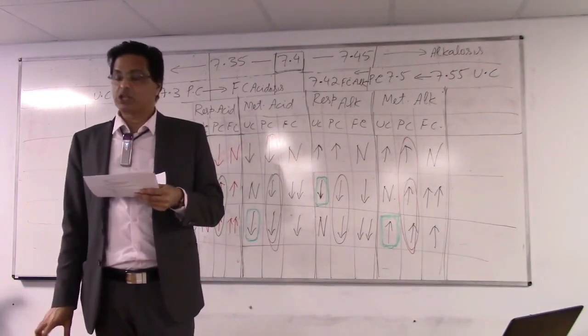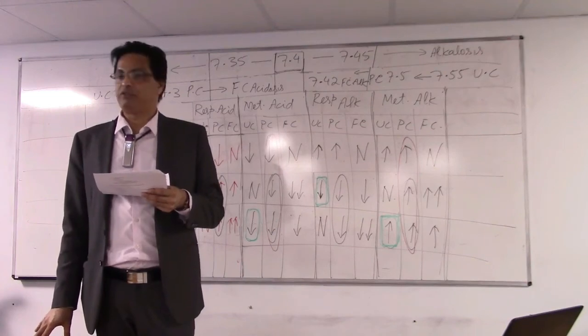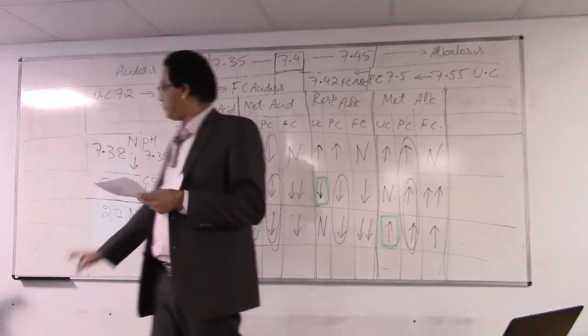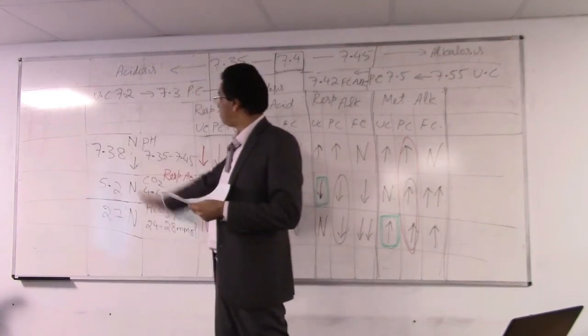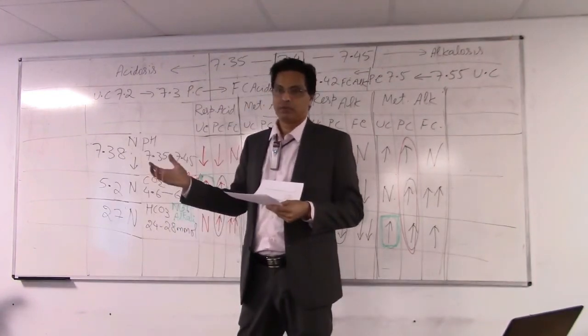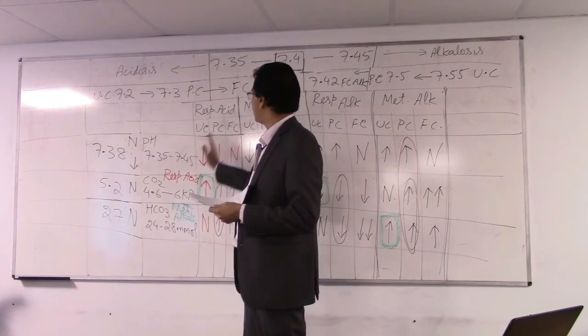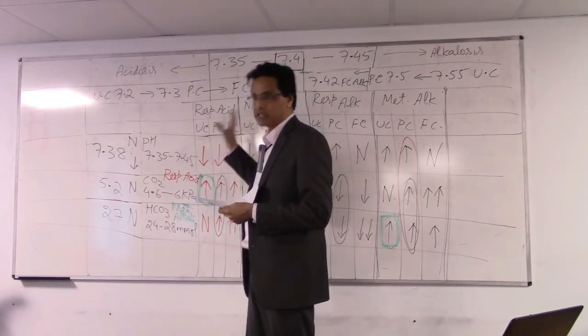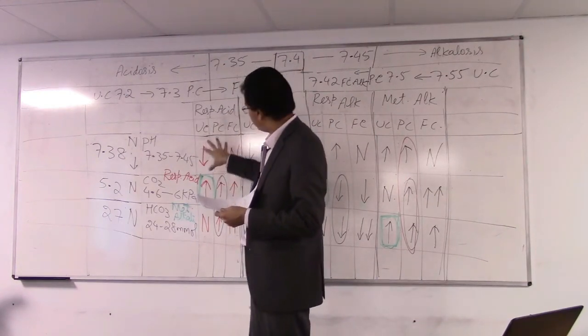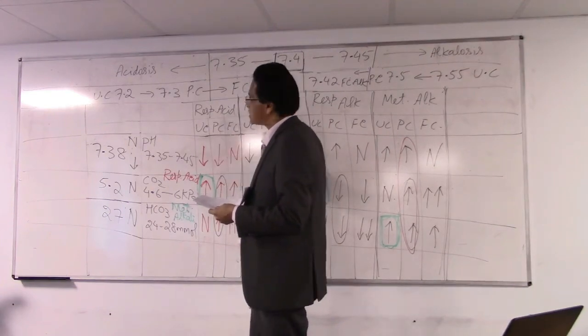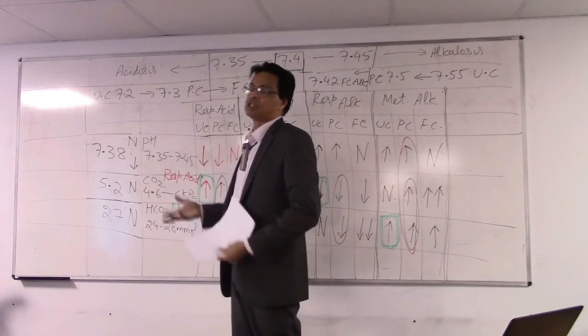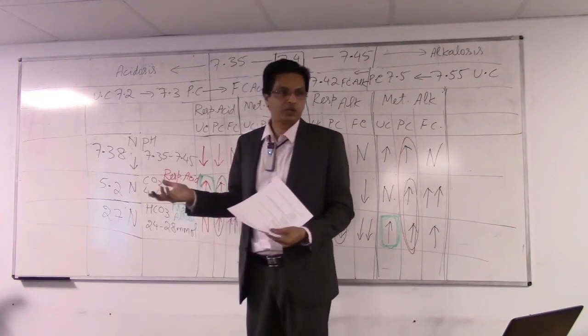Now, remember, this is only for the PLAB 1 people. If no compensation happened at all, that's uncompensated, that is acute. If partially compensated or fully compensated, that is compensated. Understood? Yes. When some compensation has happened or it is fully compensated, that is compensated. If no compensation happened at all, that's acute. I mean, in the acute stage compensation has not happened. I already explained it to you.